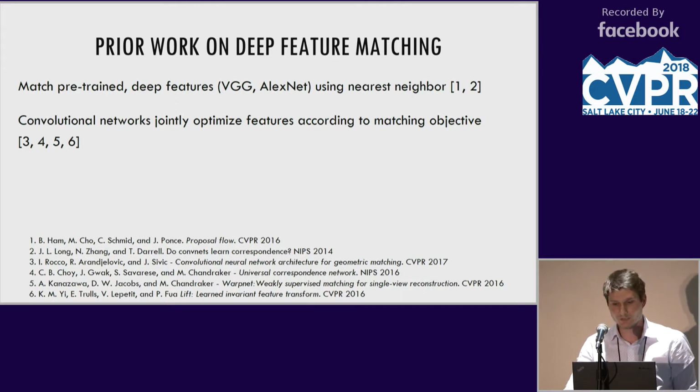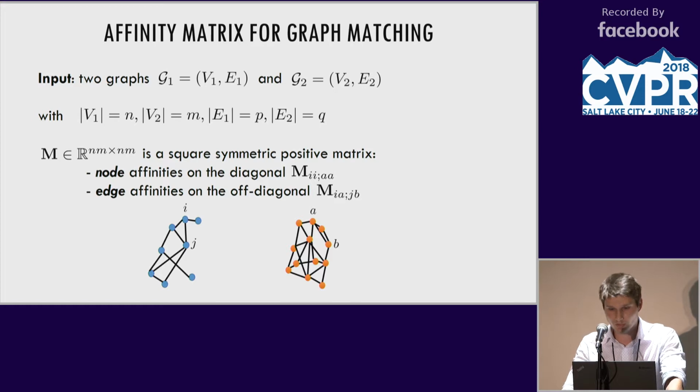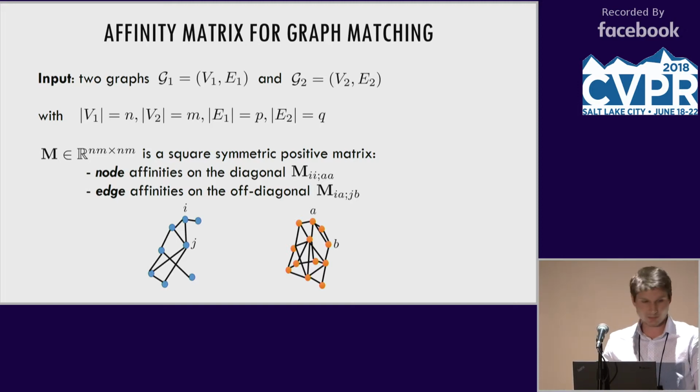We will now review the key elements of our formulation. We encode structure in the similarities between pairs of vertices and pairs of edges in the two graphs to match. We build a special square affinity matrix M having dimension equal to the product of the number of nodes in the two graphs. The matrix is indexed in pairs of possible correspondences as follows. Affinities on the main diagonal of the matrix measure the similarity between the nodes in the two graphs. Off-diagonal affinities measure similarity between edges in the first graph and edges in the second graph.